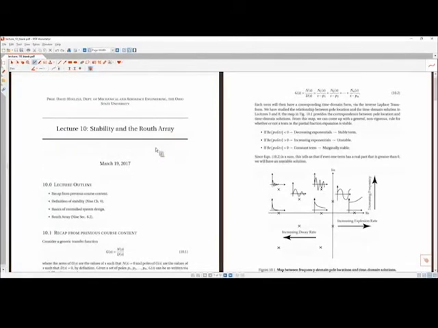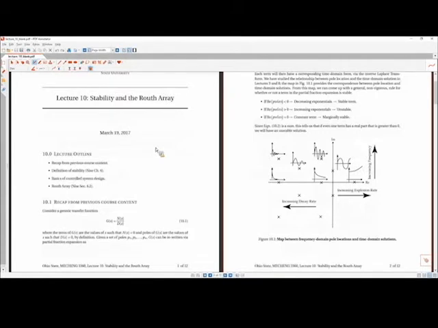Okay, so stability. This lecture is called Stability in the Routh Array. Just like last year, I'm going to skip the Routh Array again this year. The Routh Array is everyone's favorite control method because it's really straightforward, but I would also say it's no longer that valuable.